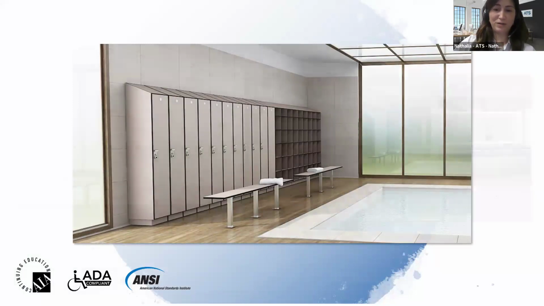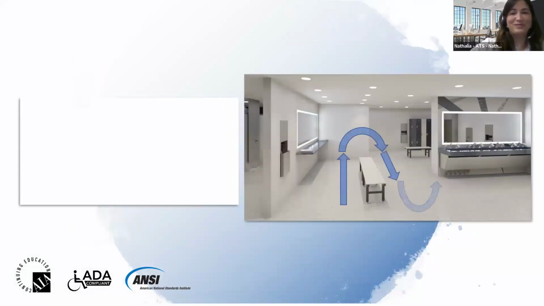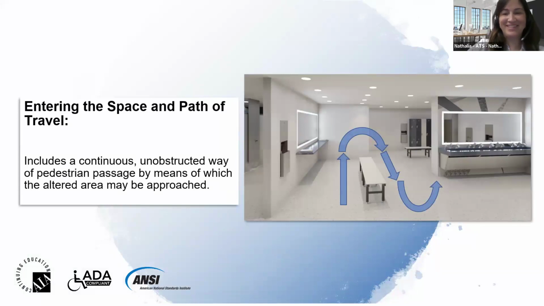So let's see what the code says about the changing room and a locker room. The space and the path of travel includes a continuous, unobstructed way of passage by means of which the outer area may be approached, entered, and exited, and which connects the design area with an exterior approach. So it can include sidewalks, streets, anything that connects with the entrance to the facility and other parts of the facility.